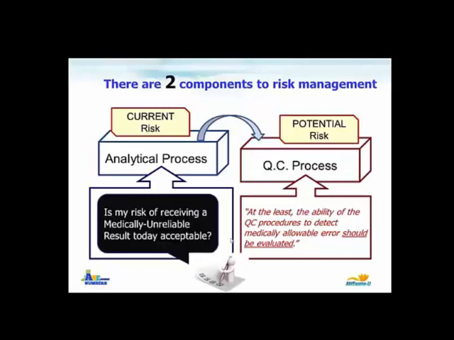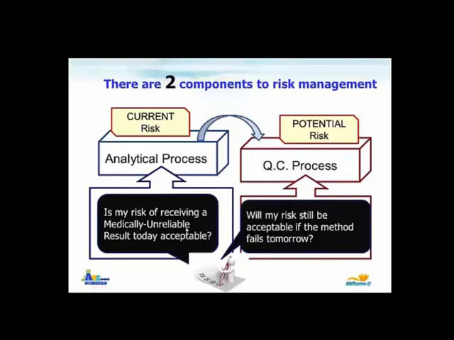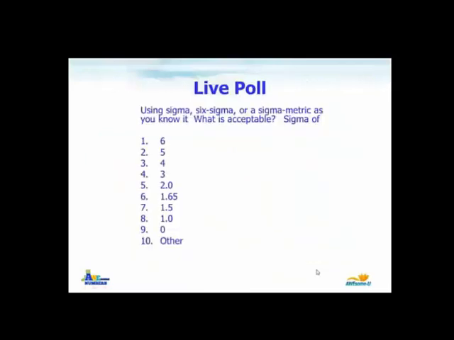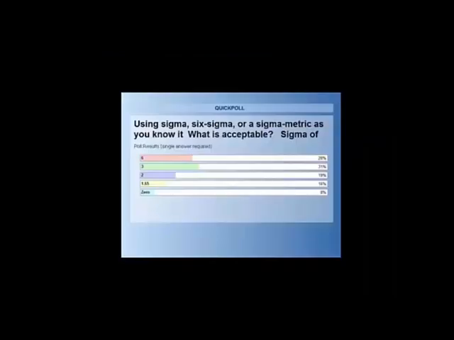From the patient's perspective, is my risk of receiving a medically unreliable result today acceptable? And will it be acceptable if the method fails tomorrow? Ray, can you please launch this poll? Using Sigma, Six Sigma, a Sigma metric as you know it, answer this question to the best of your ability.